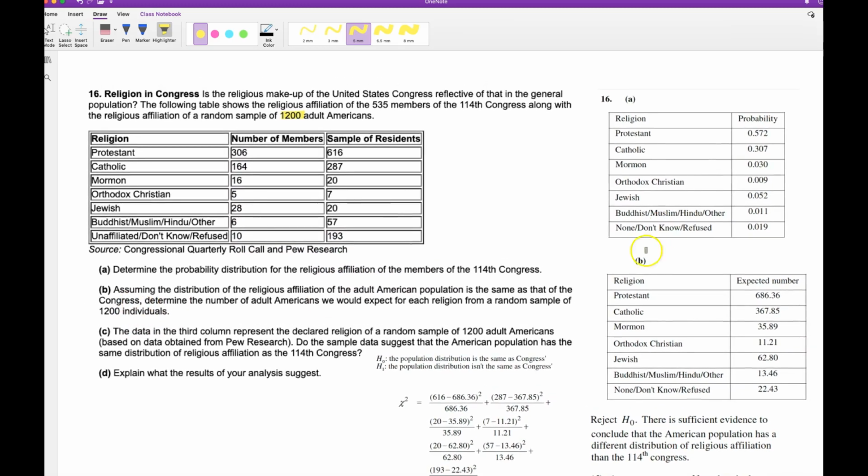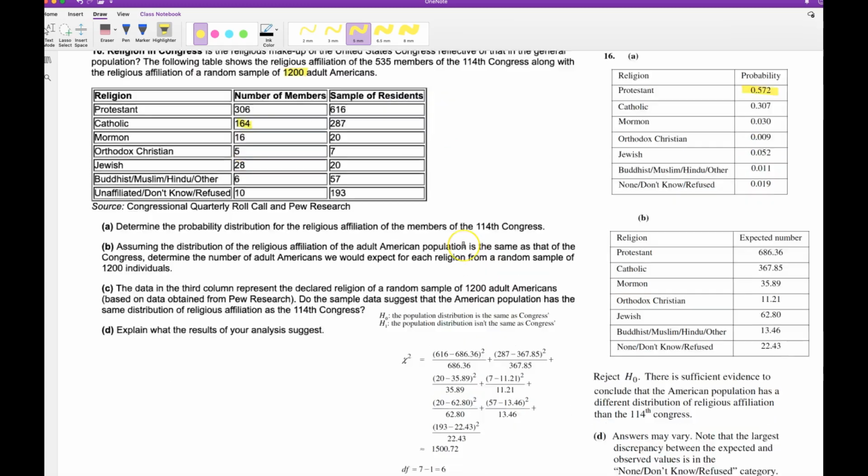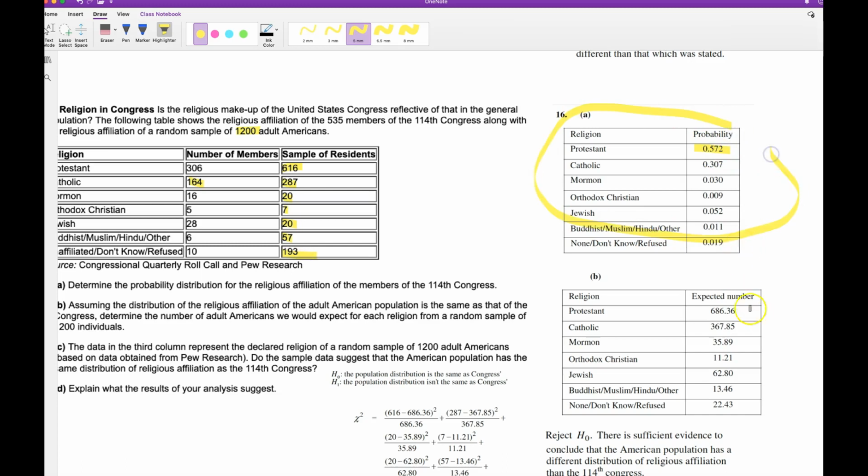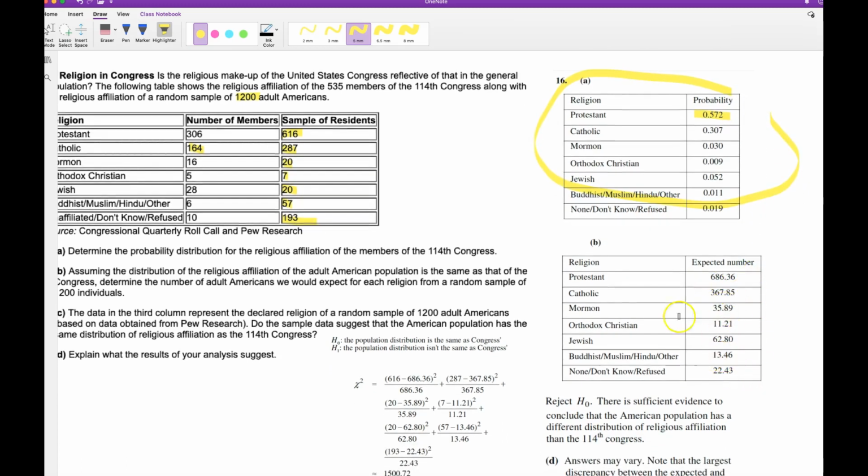So first thing is we need to make a probability distribution. So 52% are Protestant, 30% are Catholic, and again, it's based off of this total here, 535 Congress members. 306 divided by 535 gives you these numbers. And then with those numbers, we can determine, here's what we observed, and if the public followed this distribution right here, then we would get these expected values here.